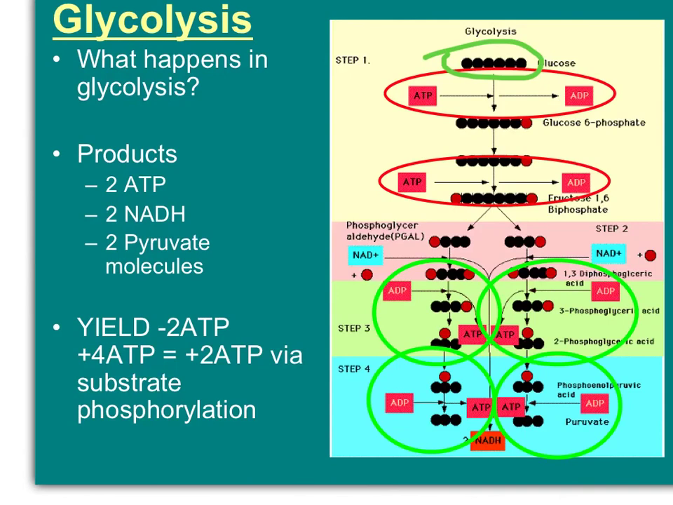Dynamin. Very good. You want to help him out? To break vesicles off by changing their conformation when GTP is hydrolyzed. You want to name one now? Rabs. What do Rabs do? They help transport vesicles from one place to another. Anybody else know another GTPase?